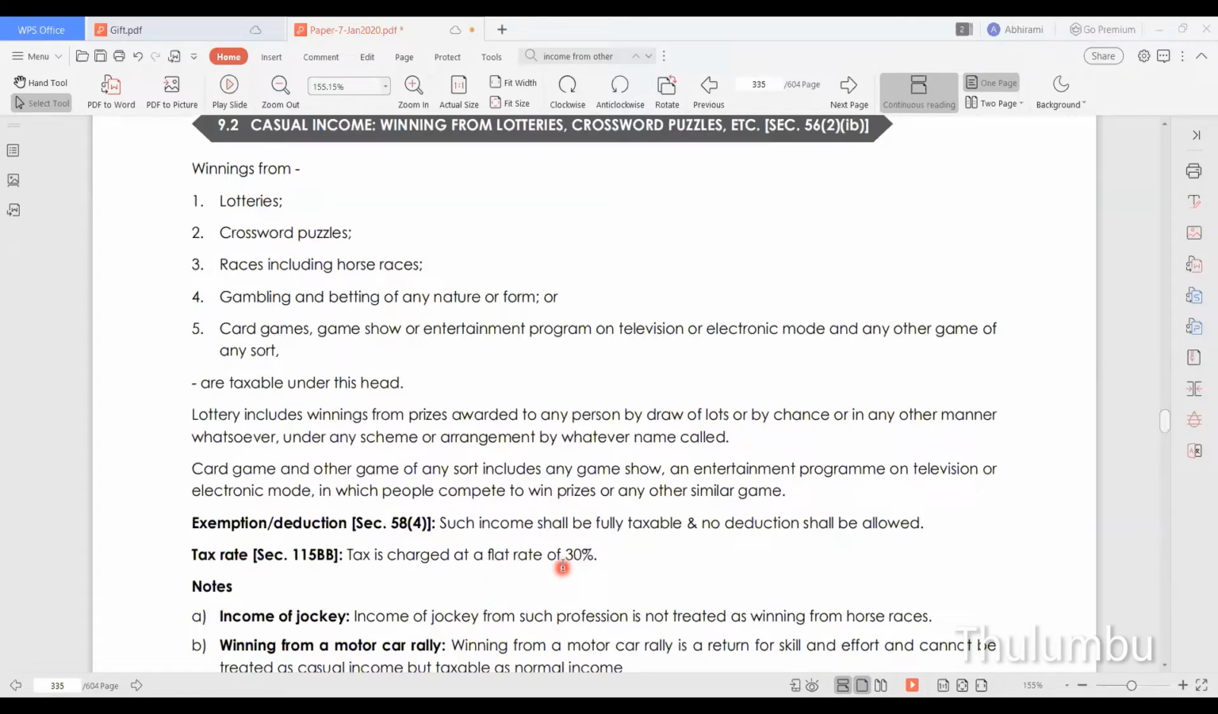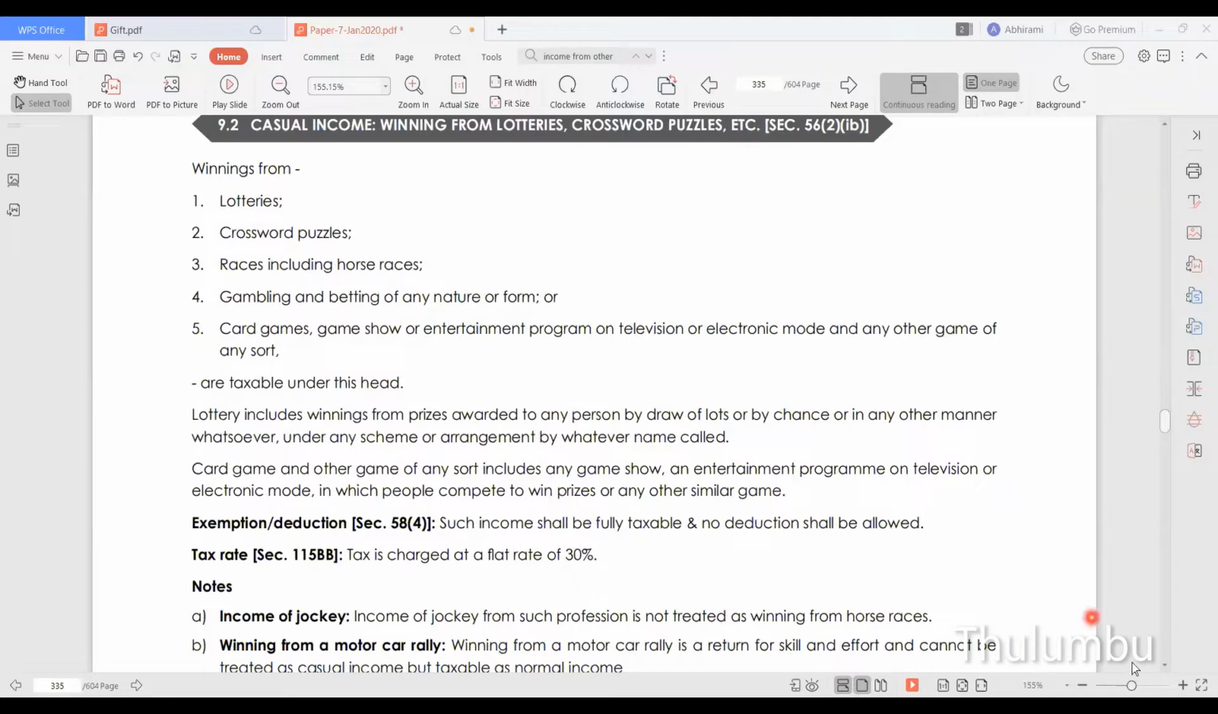இப்ப say for an example, நான் வந்து say KBC ல I have earned say 1 crore. இல்லனா கோட்டீஸ்வரியில I have received say 1 crore. So இப்ப இந்த 1 crore amountல I cannot claim any deduction. So entire 1 crore is taxable at flat 30%. So 1 crore லந்து எதையும் நான் டிடெக்ட் பண்ண முடியாது. அதே மாதிரி it is fully taxable. Slab rate எதுவுமே கிடையாது. It is taxable at flat 30%.